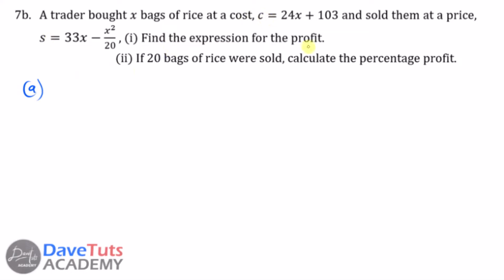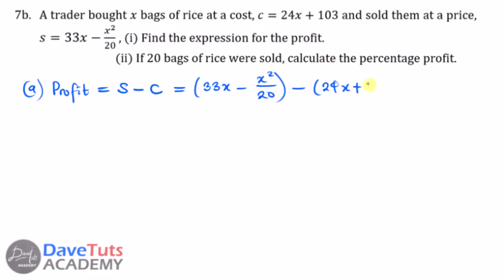In the first case, we are given the cost price C and the selling price S. We have to find the expression for the profit. We need to know that profit is actually selling price, which here we are given as S, minus cost price, which here we are given as C. So for us to evaluate it, let's just substitute. The selling price is 33x minus x squared over 20, minus the cost price, which we are given as 24x plus 103. If we can express this linearly, we'll be good and fine, and then we'll find that profit as appropriate.